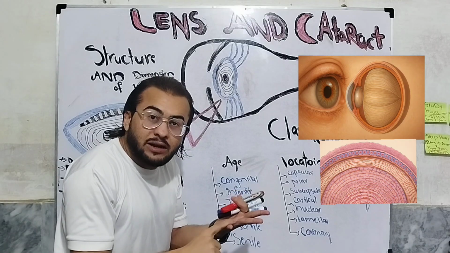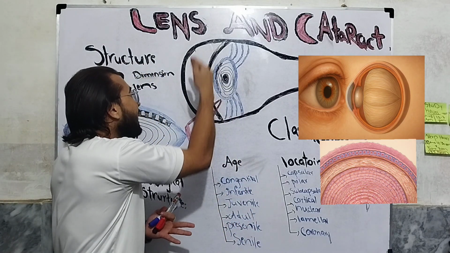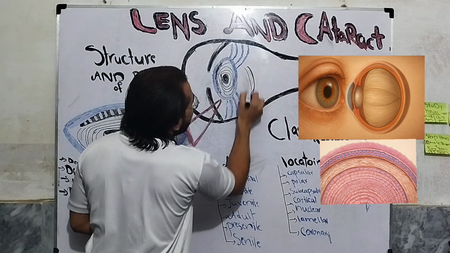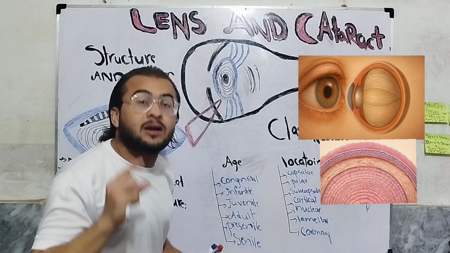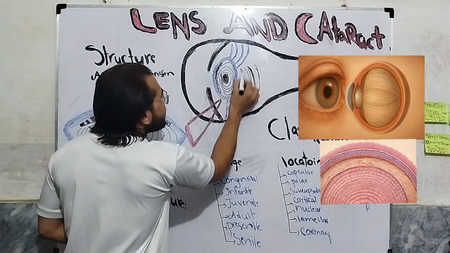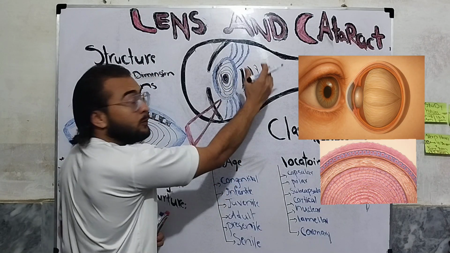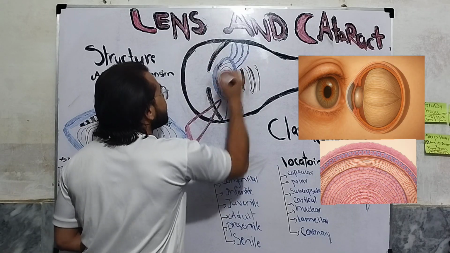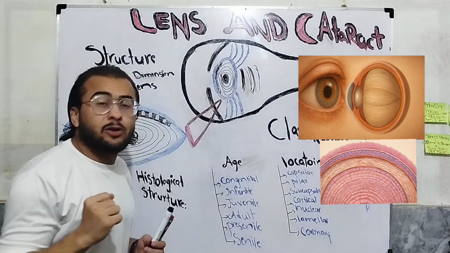Lens is a transparent biconvex structure which is placed between the iris anteriorly and the vitreous posteriorly, okay, in a saucer shaped fossa called patellar fossa, okay. So this is the fossa in which the lens is placed, okay. So posteriorly we have the vitreous humor and anteriorly we have the iris. This is the lens.